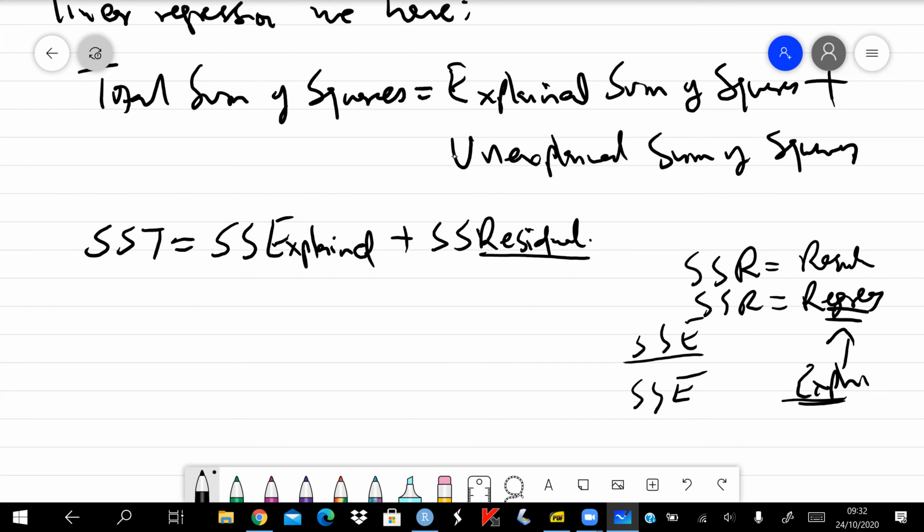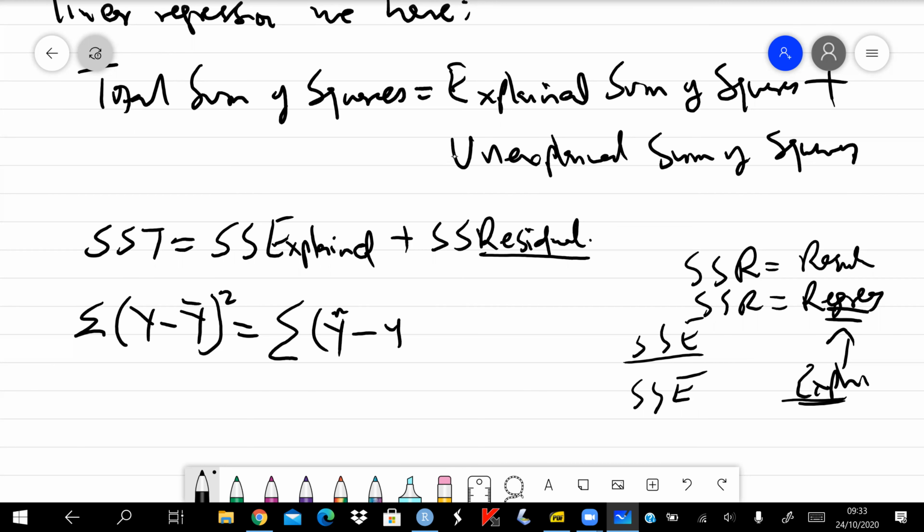So using the formula, we said that this is given by the summation of y minus y bar squared, which is equal to the summation of y hat minus y bar squared, and finally plus the error, the summation of y minus y hat squared. That's the residual. So that's how you break down the sum of squares.